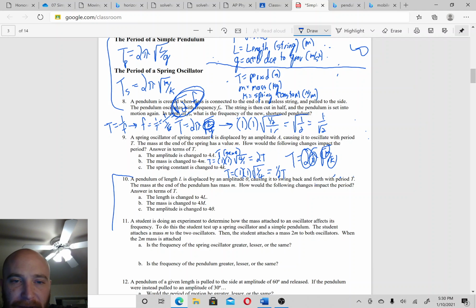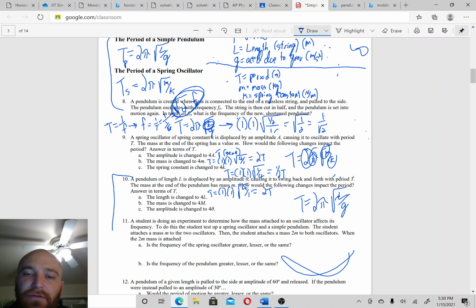So let's see what we got. Now, I'm asking a very, very similar question, and the equation itself is very similar. We changed the length to 4L, so I'm just going to do that factor replacement. T equals 1 times the square root of, length is 4 times as big. All right, 1 times the square root of 4 is 2. 2t. So this pendulum, as it goes back and forth, will now take twice as long to go back and forth. The mass is changed to 4m.